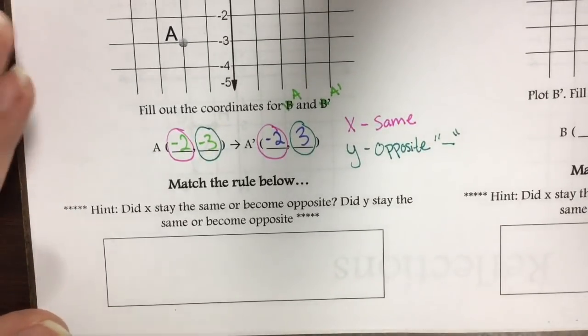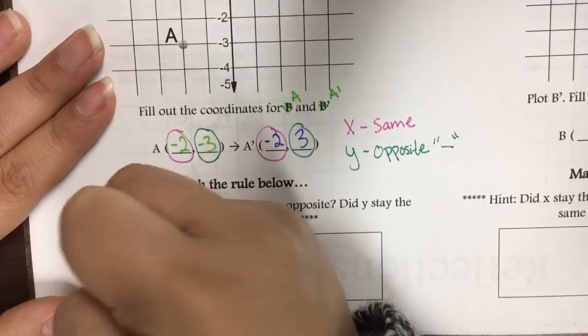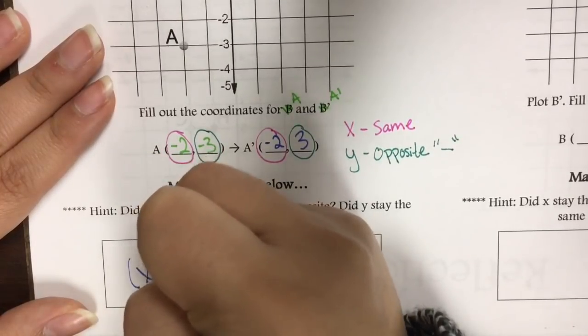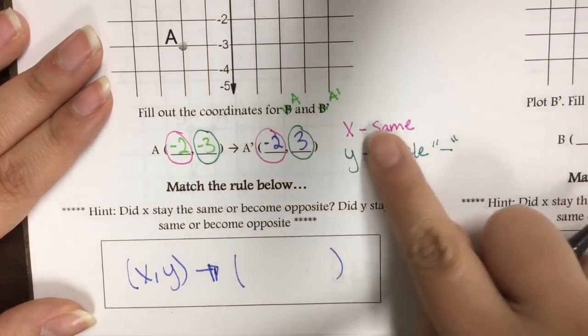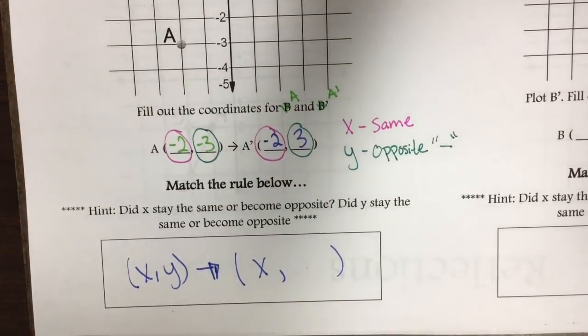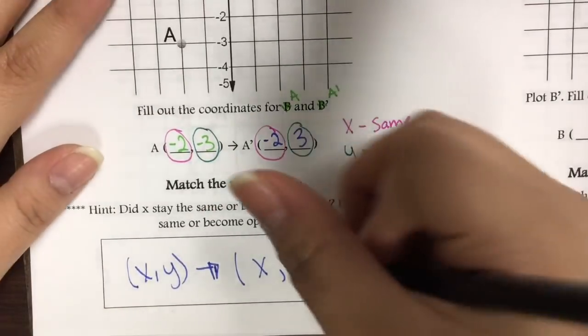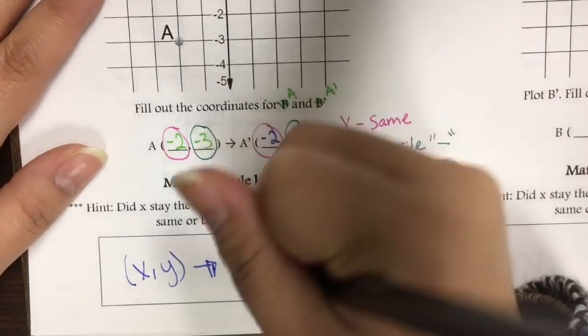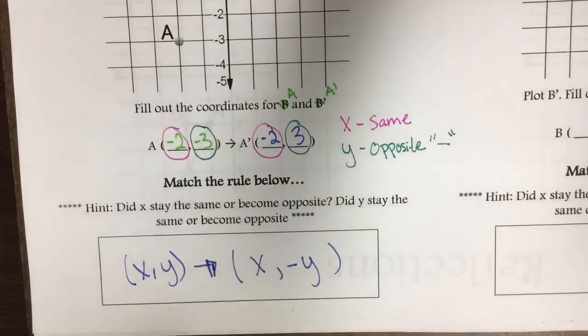So when we write our rule, we're going to start off, of course, with x, y, like always, changes to. And then we said x stayed the same, so we can just rewrite x. There's no change to that one. And then y became the opposite. So in front of the y, we're going to put our negative symbol to show that y became the opposite.